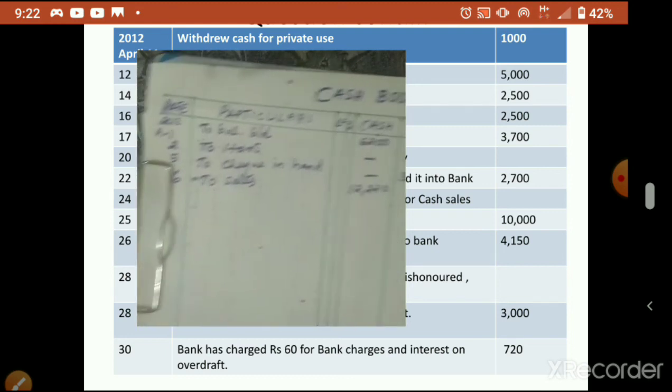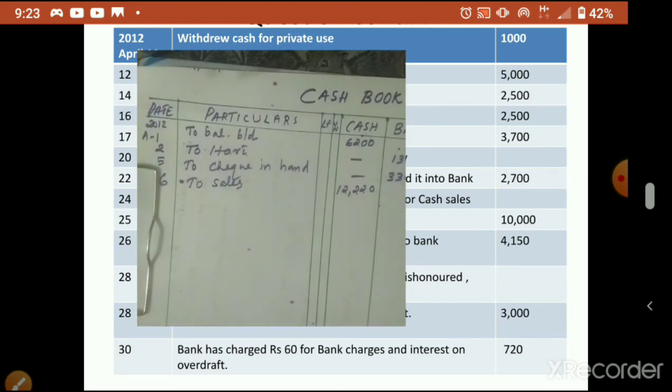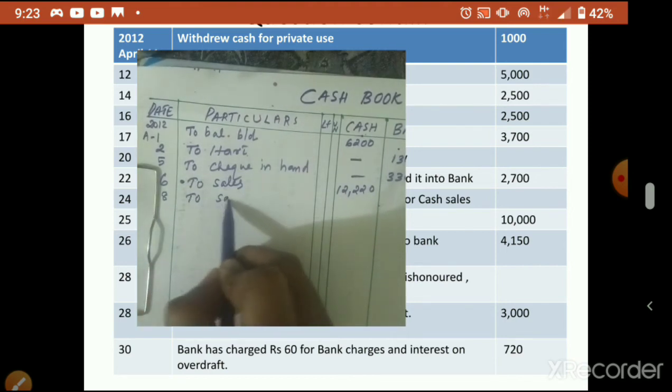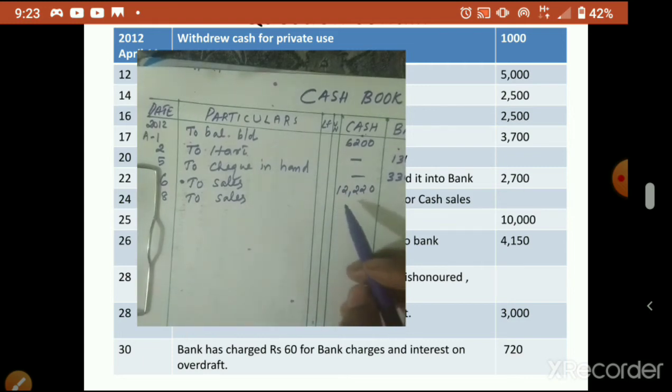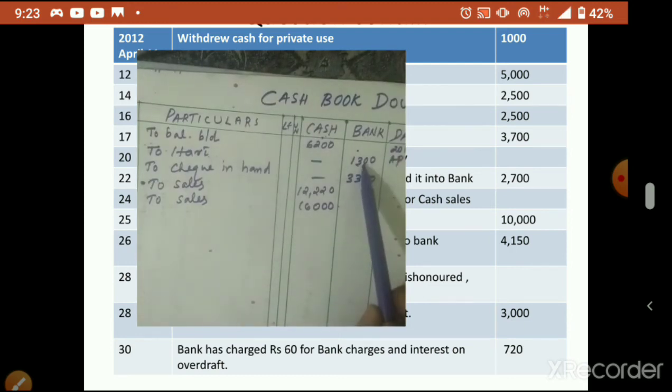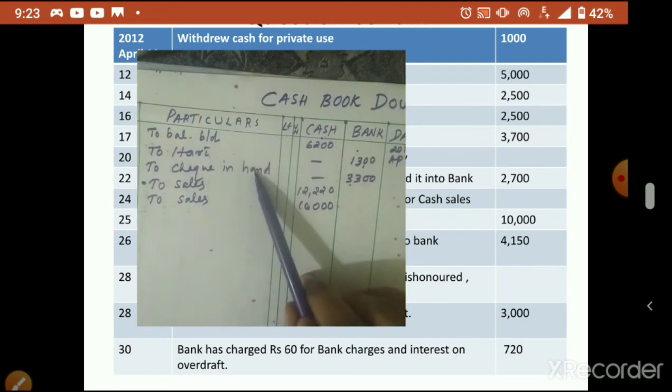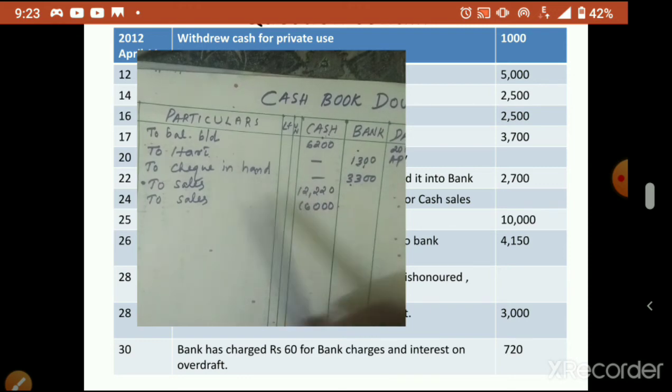Okay. Now again on 8th sold goods for cash. Again we sold goods for cash on 8th. So to sales, how much? 16,000. Cash, that's why we are writing in the cash column. So remember, in journal debit credit aspect, how can we call it? Bank account debtor to Hari, because Hari's amount is appearing in the bank column. This bank account debtor to check in hand. Understood? From this you can make that journal also.